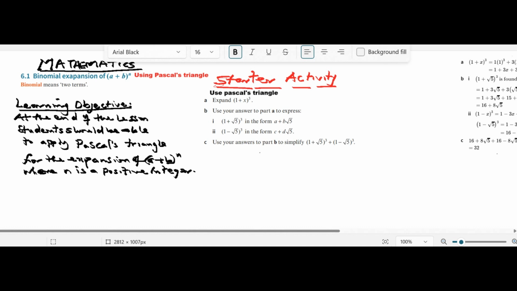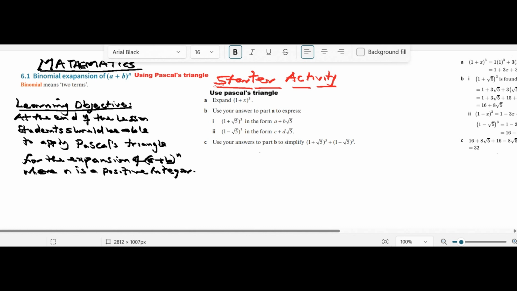In today's episode, we are going to be discussing binomial expansion using Pascal's triangle. I welcome you to binomial series.